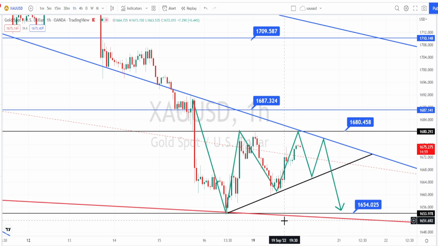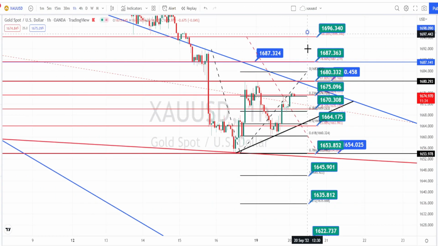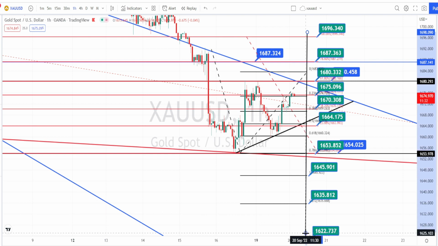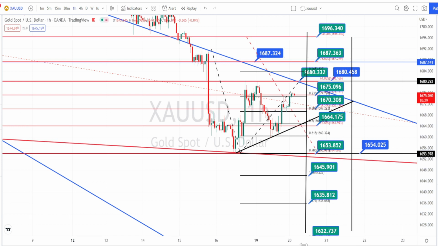Let us mark the support and resistance levels. So the values within this green color boxes are the resistance and support levels for current price action in hourly time frame. Let us do the analysis in 30 minutes time frame.